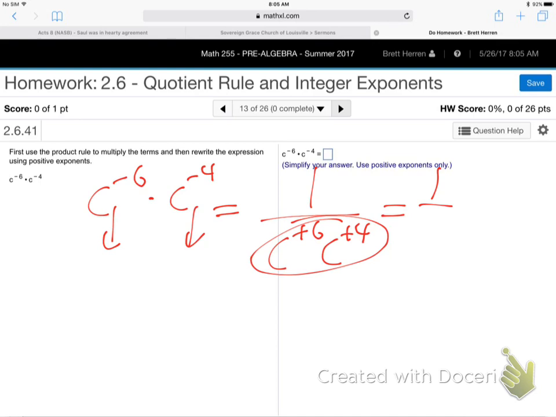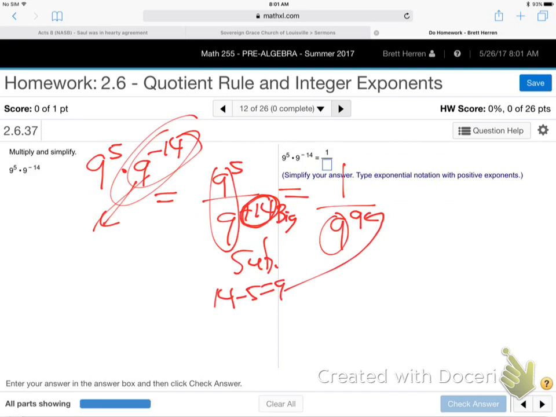Because negative powers jump to the bottom and then they become happy, then they're positive. Now, if these are side by side... let me back up to the last problem. If they're vertical, they're divided, then you subtract the powers. And wherever the bigger one is, that's where the answer ends up. You subtract the powers when they're vertical.